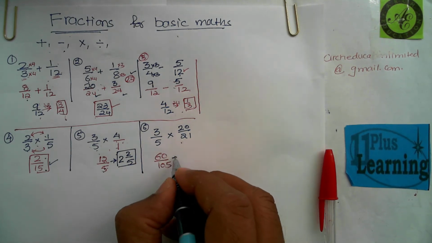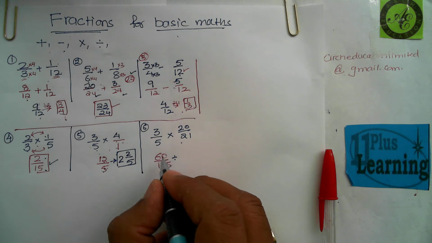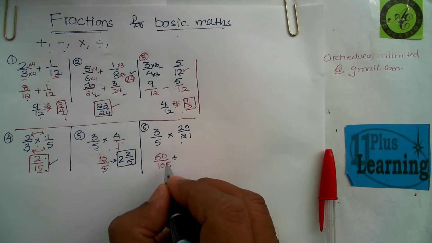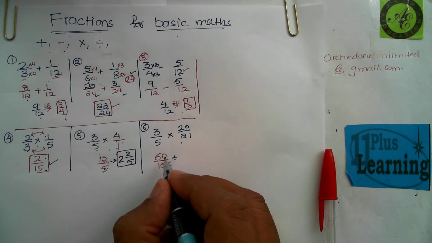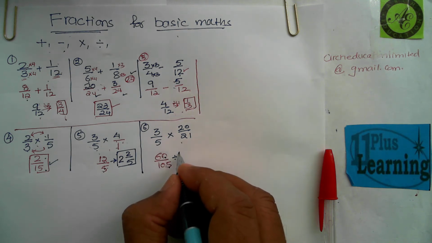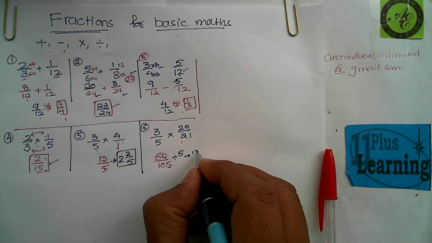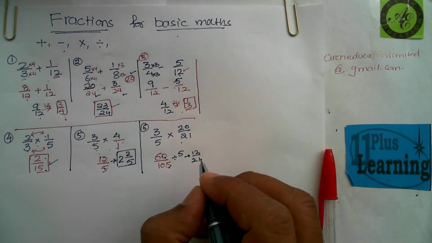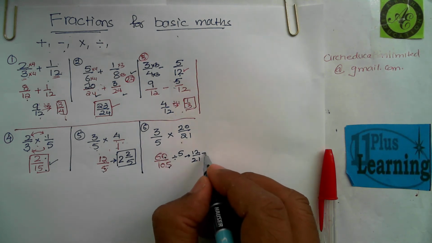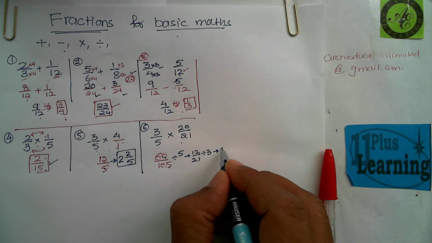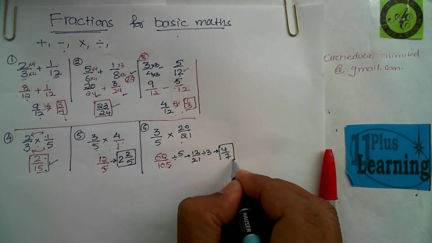So this one can be simplified. What number easily comes to your mind which can divide both of them? Should be 5, because it ends in 0 and ends in 5. So guys, the answer is 12 over 21, but then it can be simplified further by 3. So the final answer, I think, is 4 over 7.